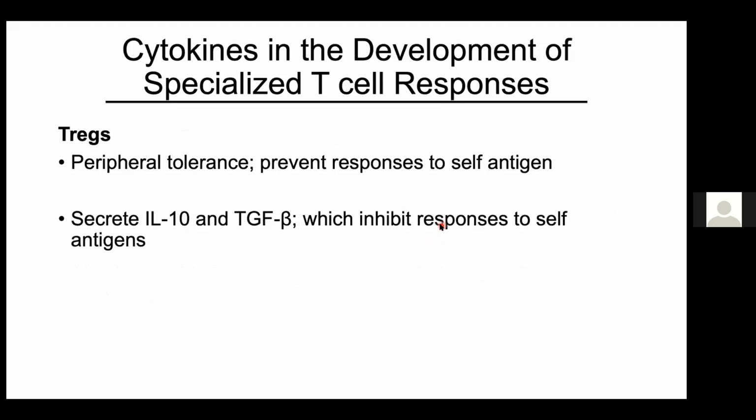The other type of T cell is a T regulatory cell, so also called TREGs, okay? These ones are, as the name suggests, important in regulation of the immune response, sort of suppressing excessive immune responses. So they're important in peripheral tolerance and preventing responses against self-antigen. So these TREGs are the ones that produce the anti-inflammatory cytokines, interleukin-10 and transforming growth factor beta.